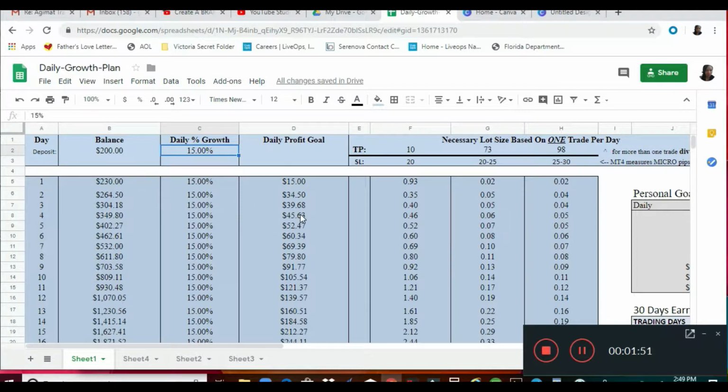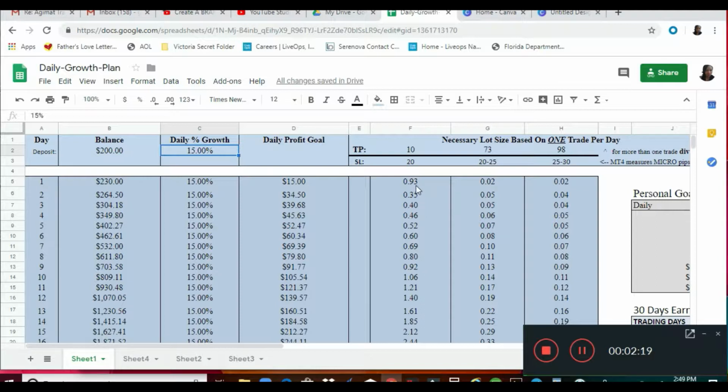Let's just say you trade 3 days out of the week. Every 3 days, you would look at your growth plan and start with day one. We know that there are 6 trading days in Forex. On day one, you'll look at your growth plan and see the lot size. This is registered for 10 pips, but of course, I go for more than 10 pips using the desired lot size that they have here.